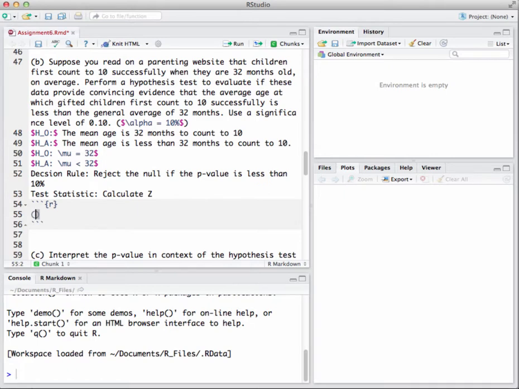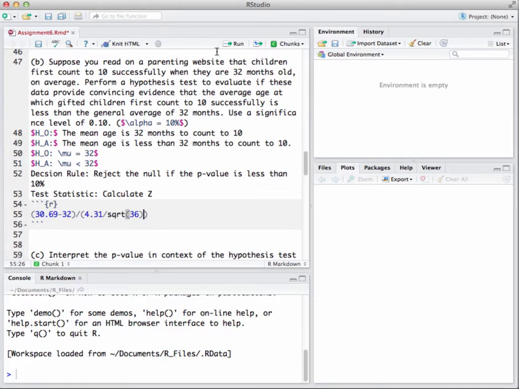So open parentheses, really important that the numerator and denominator both get put into parentheses. So that's 30.69, subtract from that 32. Divide by, open a parentheses for the denominator, muy importante, make sure you do that. If you don't do that, you're not going to get the correct result. Divided by SQRT of 36. Now obviously I could have just put a 6 in there because we know the square root of 36 is 6, but just to show the general form, I'm going to leave it like that, okay?